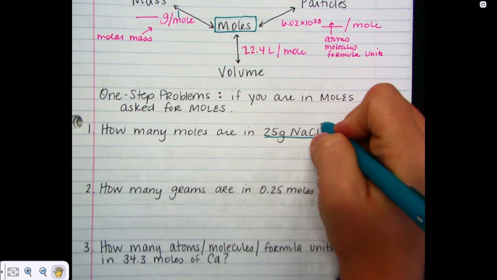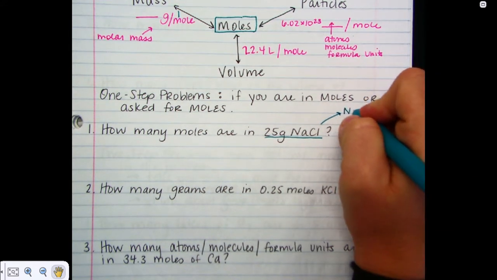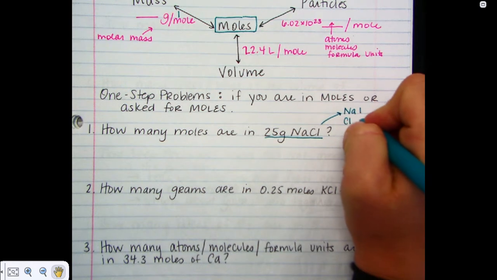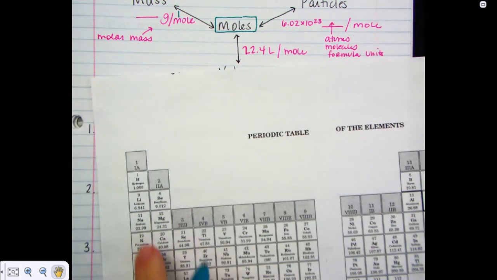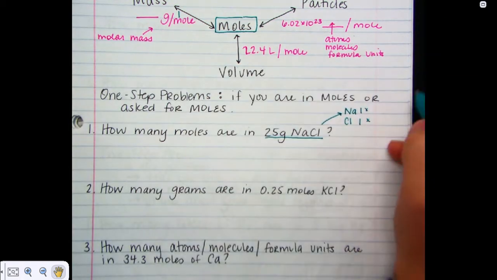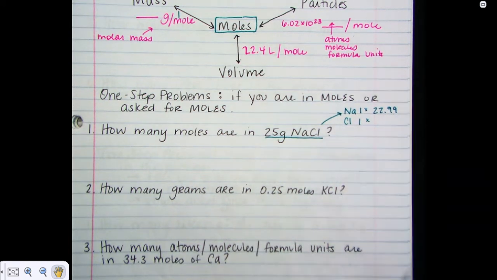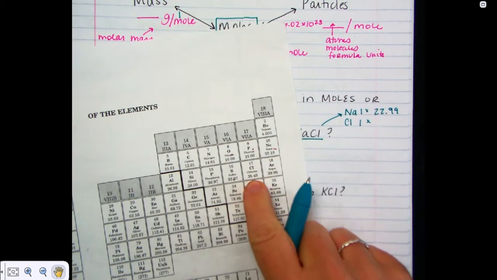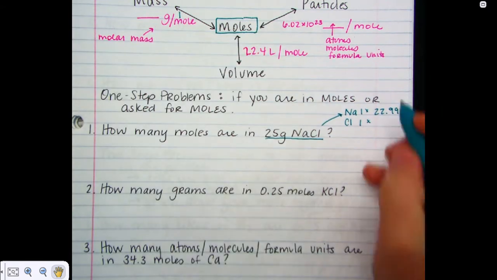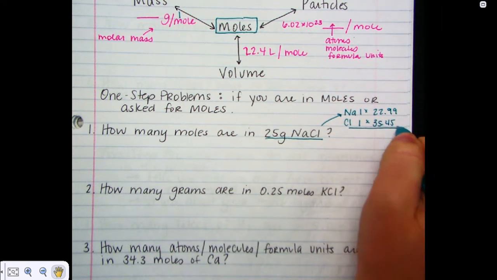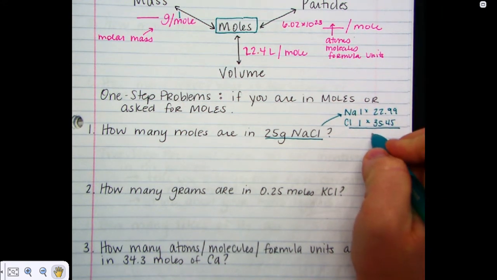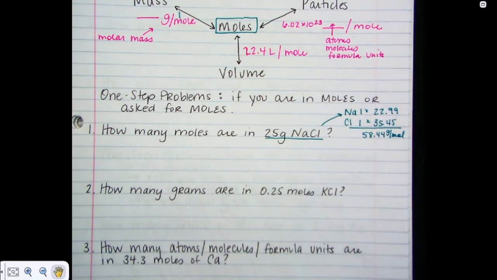I'm going to go ahead and calculate that off to the side here. Just like we did in our molar mass video, I have one Na and one Cl. I go to my periodic table and I find that the mass for Na is 22.99, and the mass for Cl is 35.45. I don't need to multiply because there's only one of each. I just need to add, and this comes out to be 58.44 grams per mole. So that's my conversion factor.